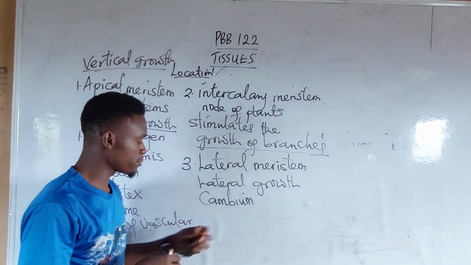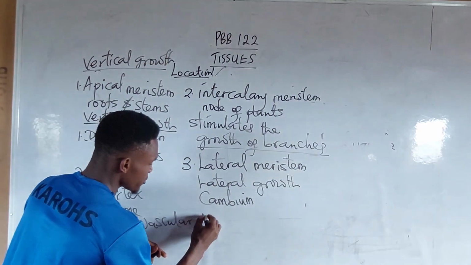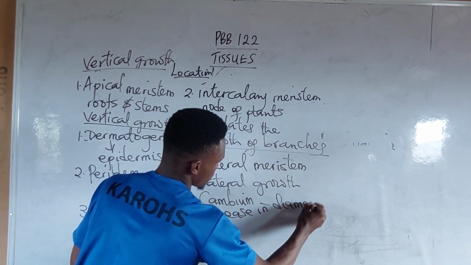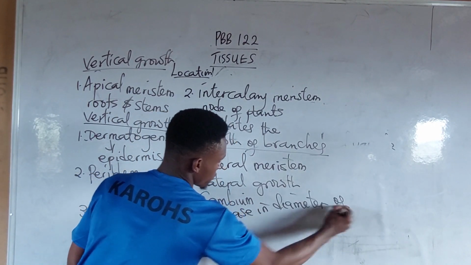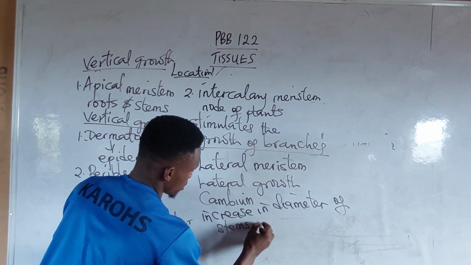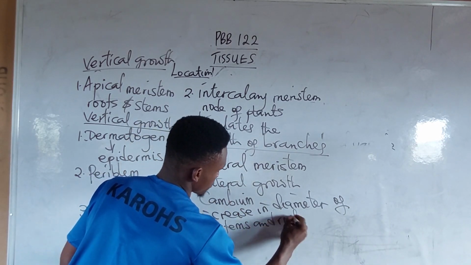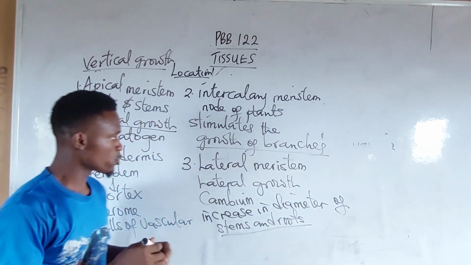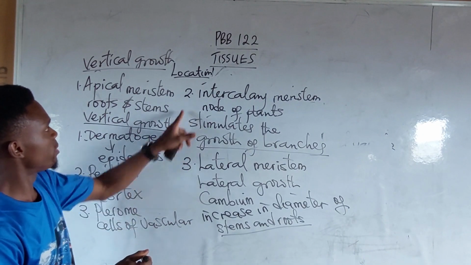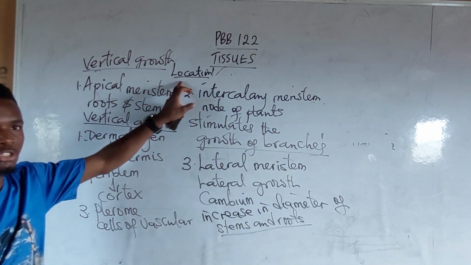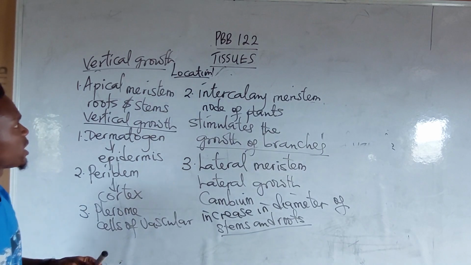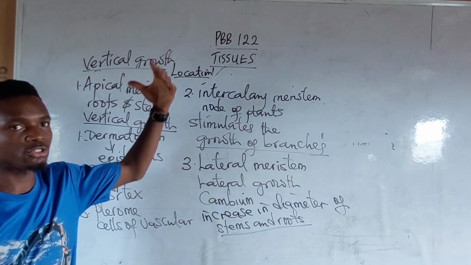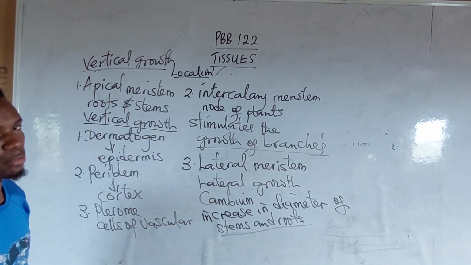And again, this cambium is responsible for the increase in diameter of stems and what? Roots. So these are the types of meristem based on what? Location of the meristem. So we have analyzed everything about the meristematic tissue.